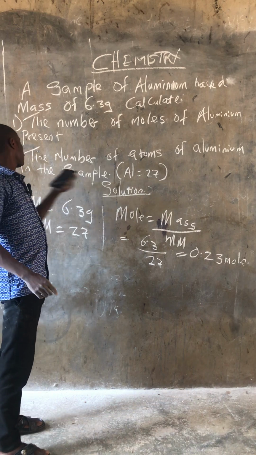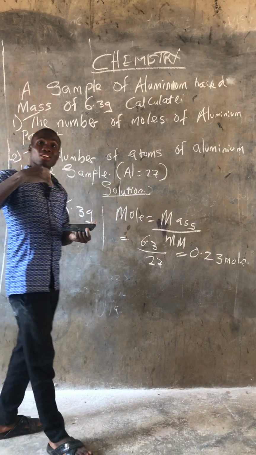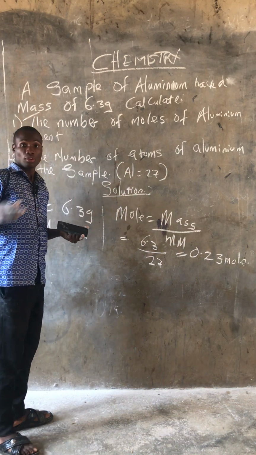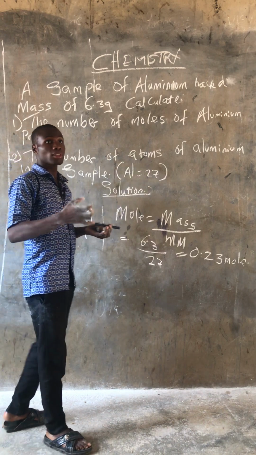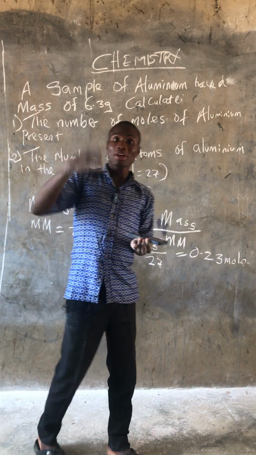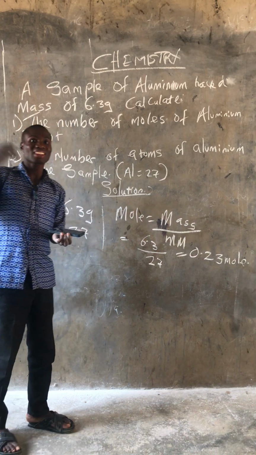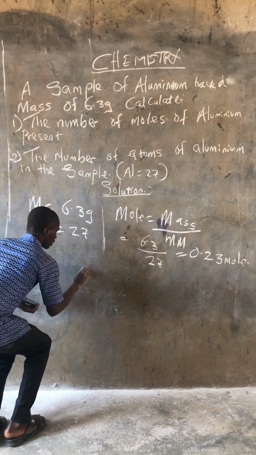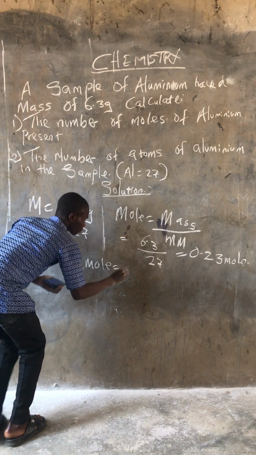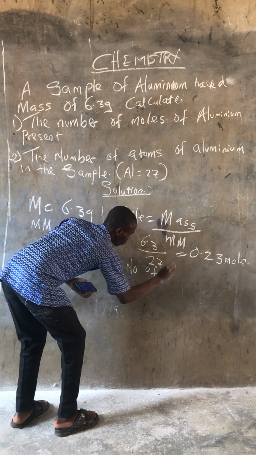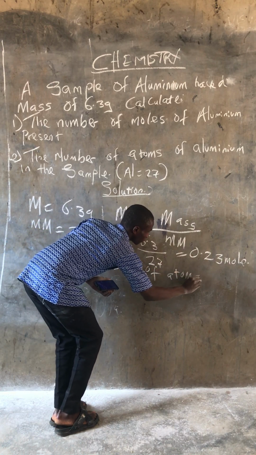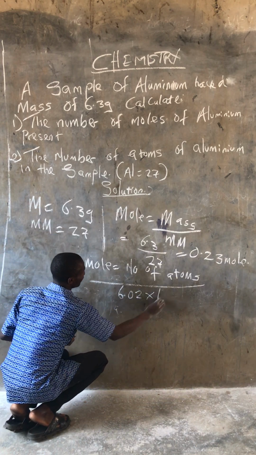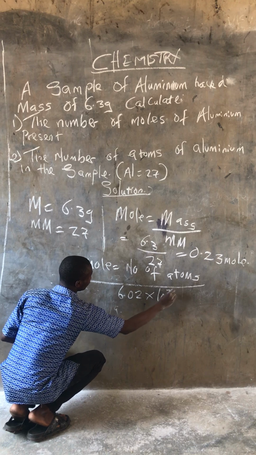The number of atoms of aluminum in the sample. So now to calculate the number of atoms of aluminum in the sample, we have to use the second formula, which is mole is equal to number of atoms all over 6.02 times 10 raised to the power 23.